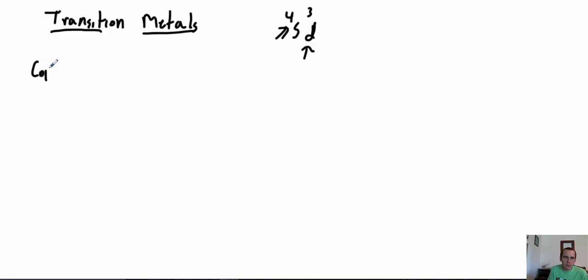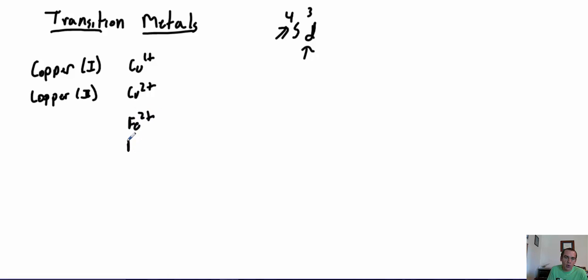So copper actually can be copper 1, which we write as Roman numeral 1, or it can be copper 2, which we write with a Roman numeral 2. And the only difference between these is copper 1 is a 1 plus ion and copper 2 is a 2 plus ion. Because those electrons are available in the d orbital, it can form either of these ions. Iron is similar. It can be iron 2 plus or iron 3 plus. Okay? And so we use the Roman numeral to show the charge. So this is iron 2, and this is iron 3.